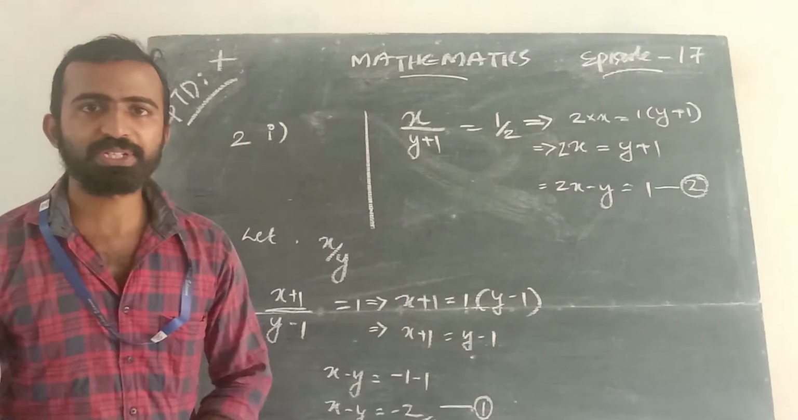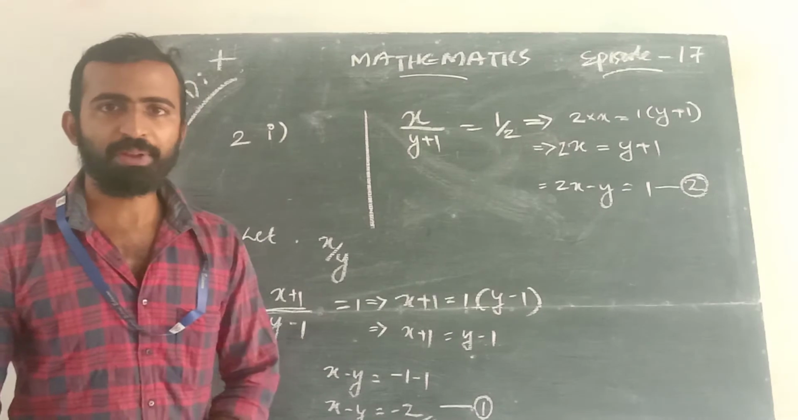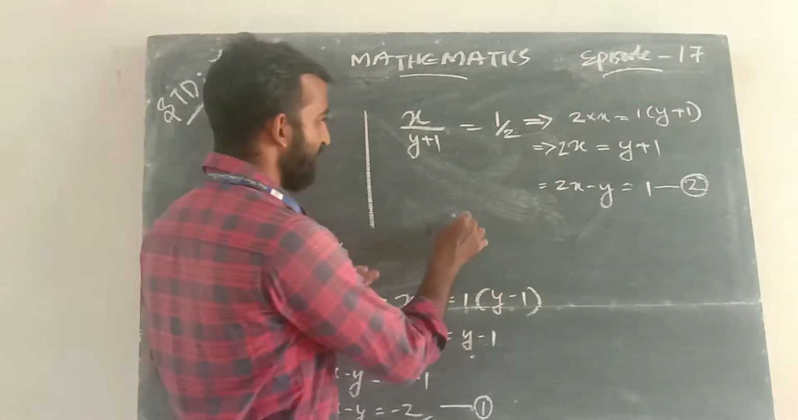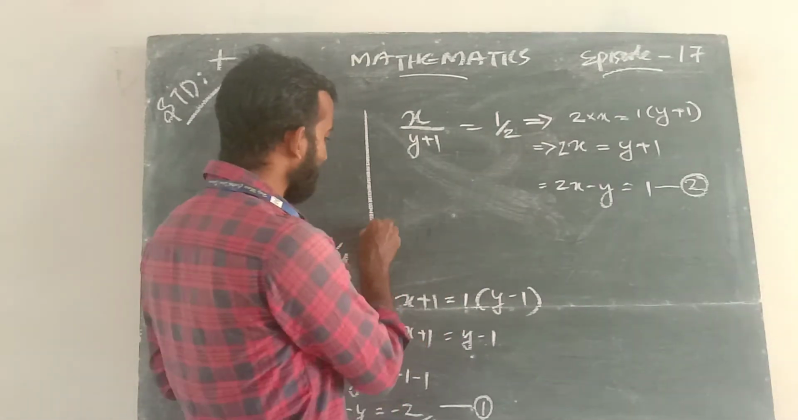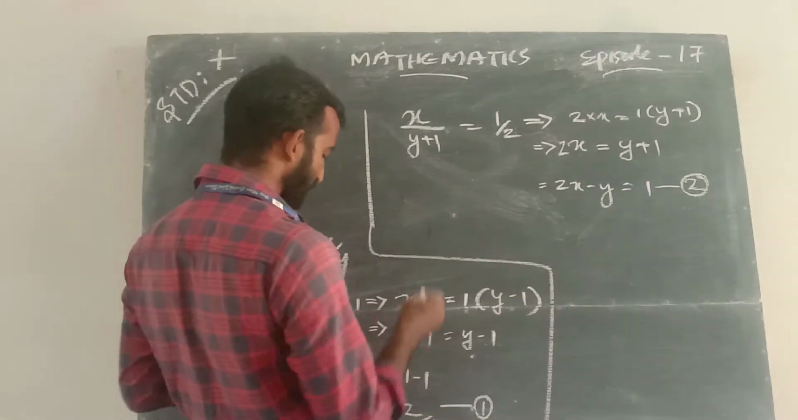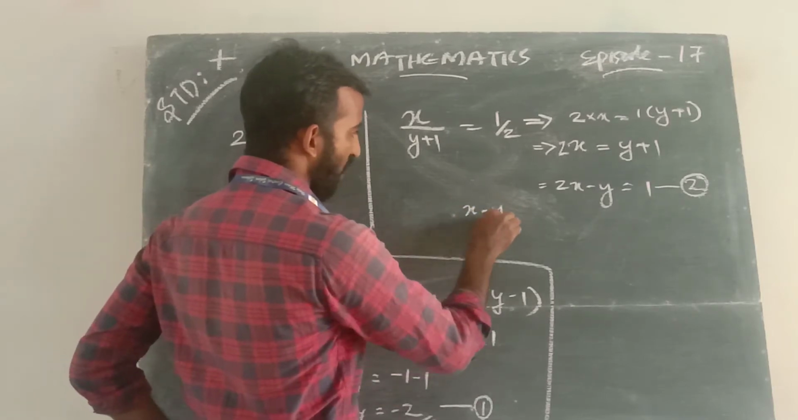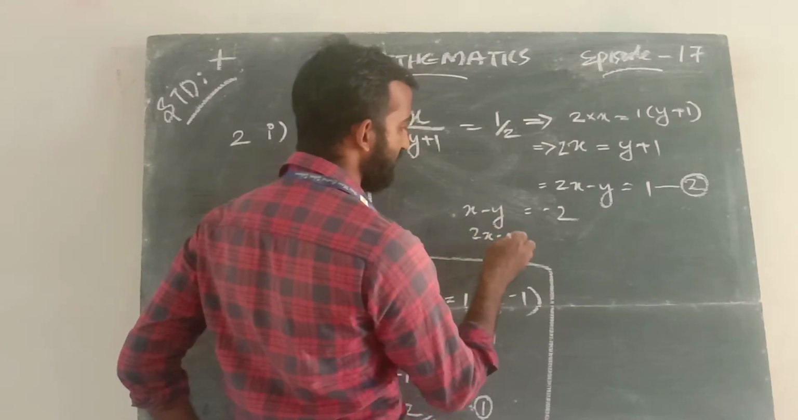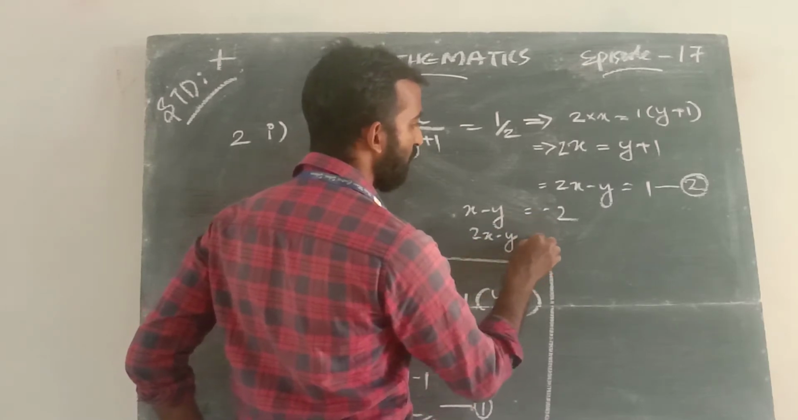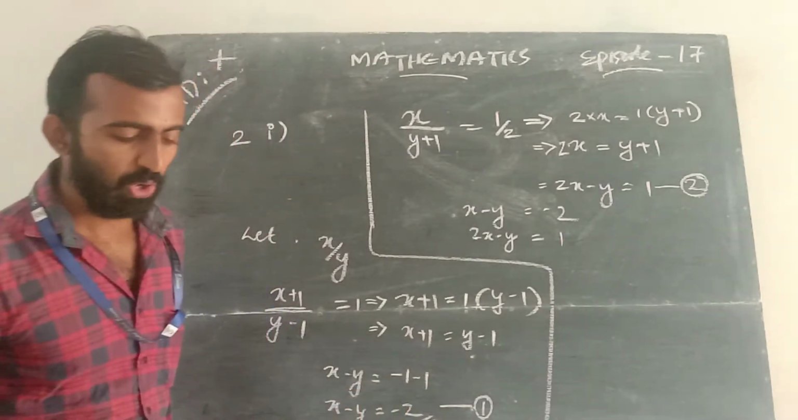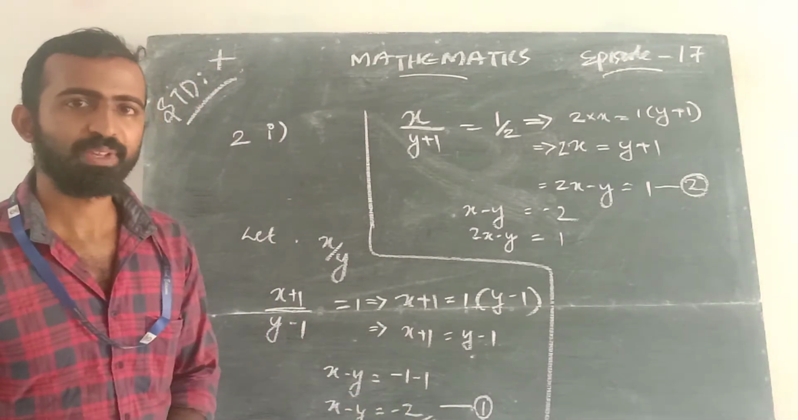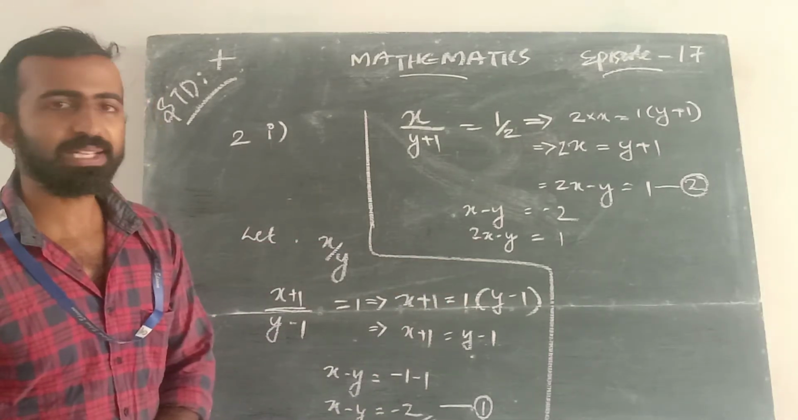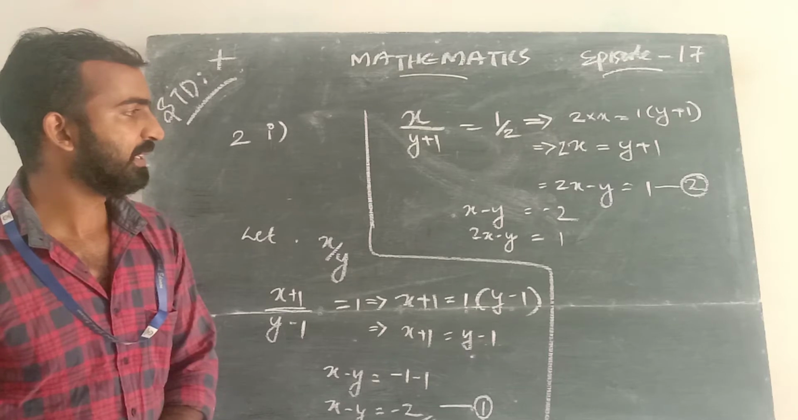We have two equations. We can simplify or we can eliminate. I just rewrite the equations. Equation number 1 is x minus y equal to minus 2, and the second equation is 2x minus y equal to 1.